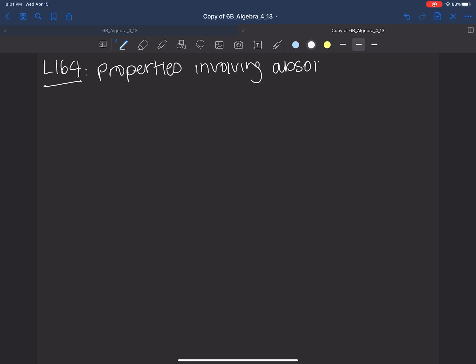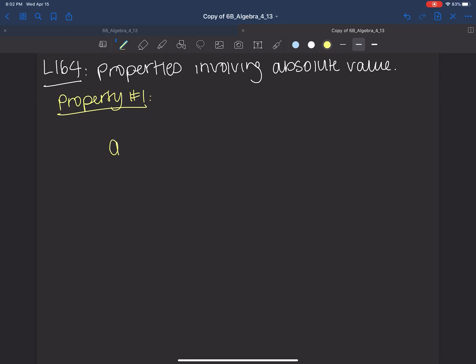This is now lesson 164. So this just goes over a few properties involving absolute value. Okay, so property number 1 concerns multiplication of rational numbers.